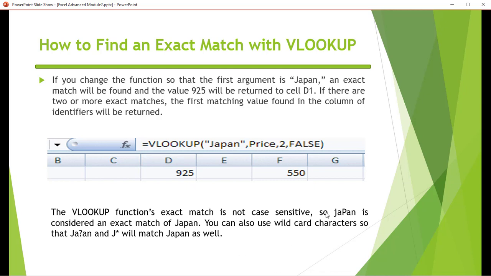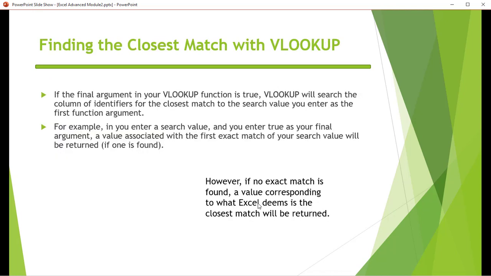So even if you write JAPAN, it is considered an exact match for Japan. You can also use wildcard characters, so you can have JA?AN or even J*, and it will search Japan as well.